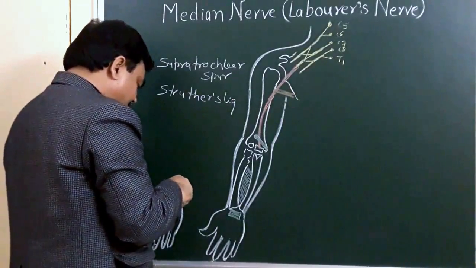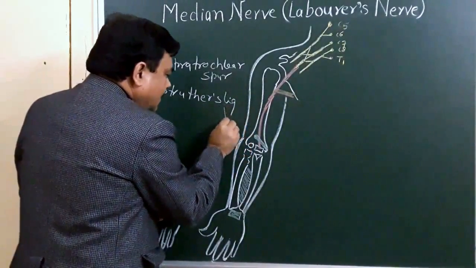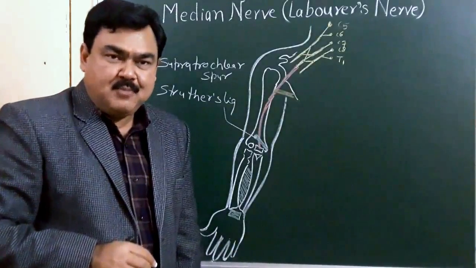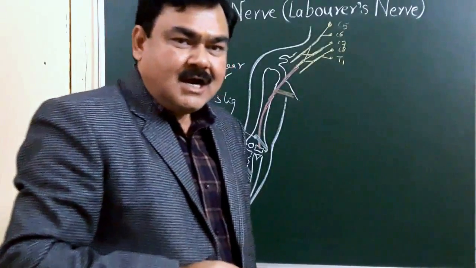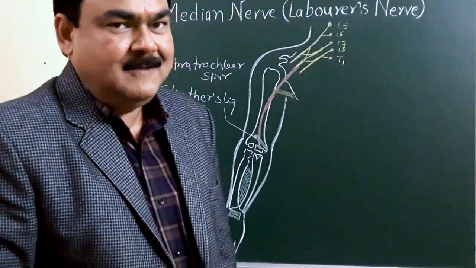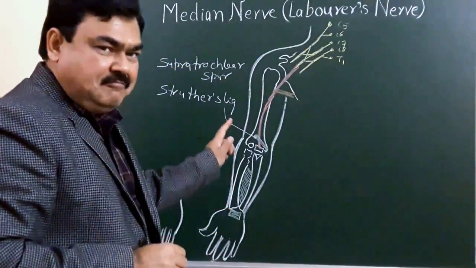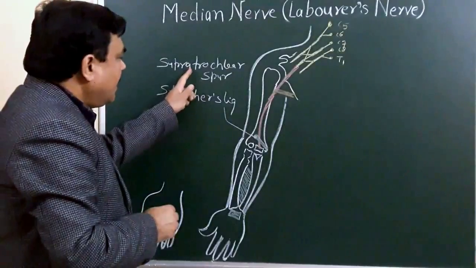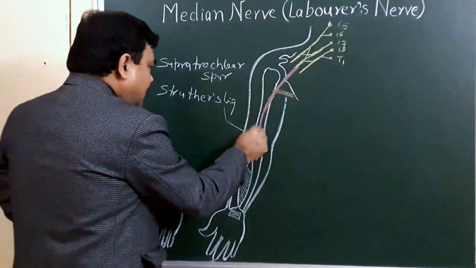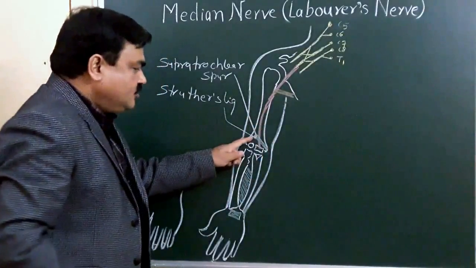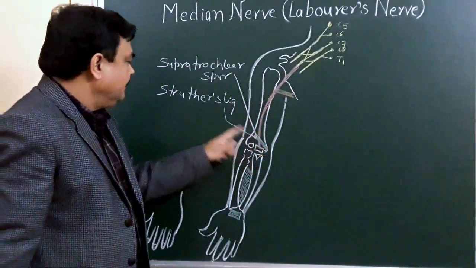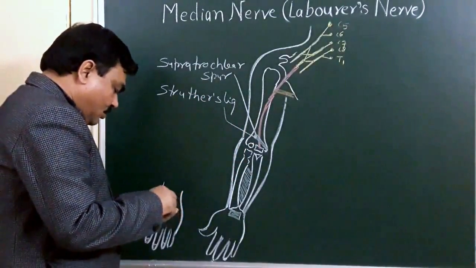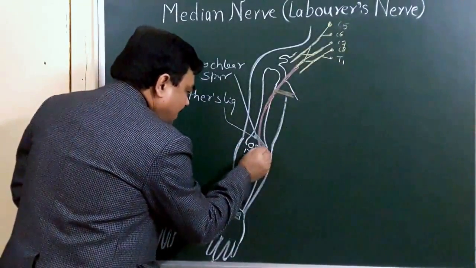This ligament is rarely present. It has a morphological importance. It is the third head of the coracobrachialis muscle. If present, it may create some problems, which we'll discuss later. From the supratrochlear spur to the medial epicondyle of the humerus, there is Struther's ligament.